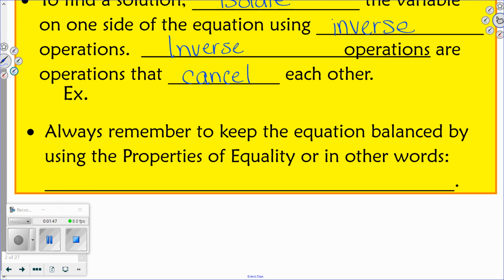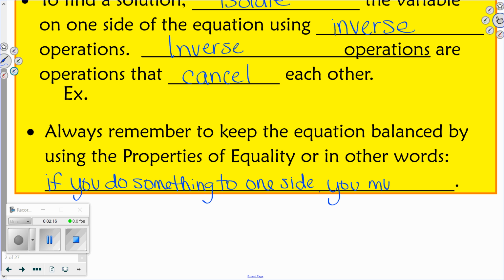Also here, guys, just a note, always remember to keep the equation balanced by using the properties of equality. What's properties of equality? What's that mean? Keeping it balanced. If I do it to one side, I've got to do it to the other side. Yeah, so in other words, if you do something to one side, you must do it to the other side.